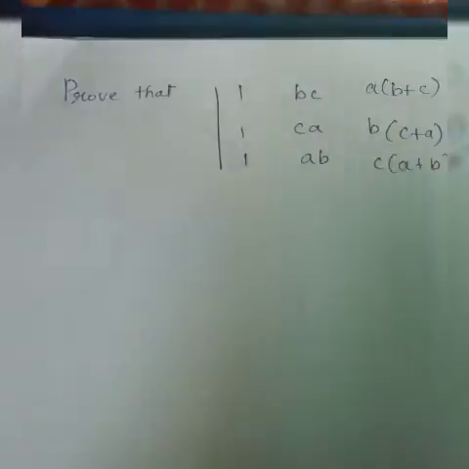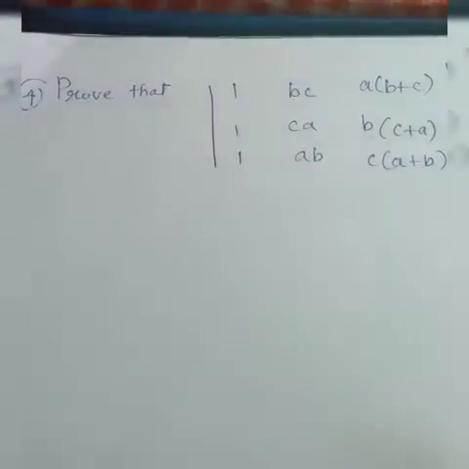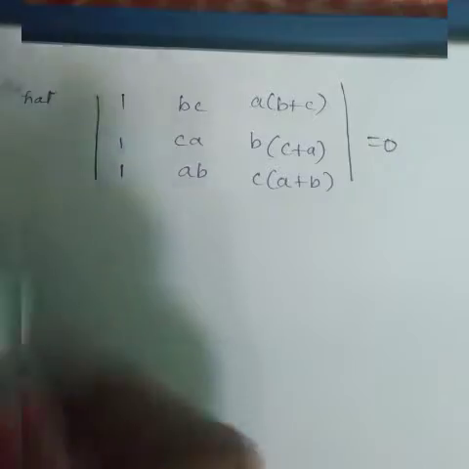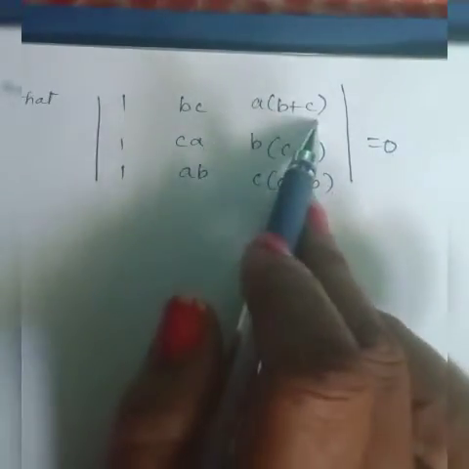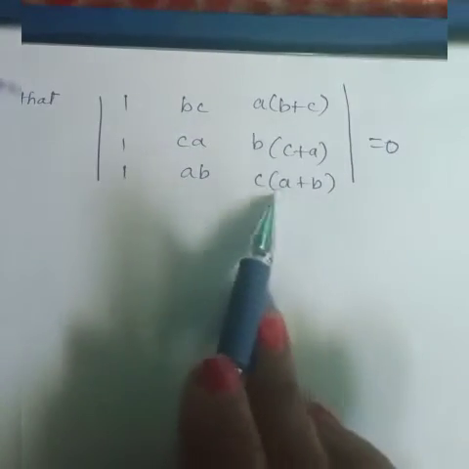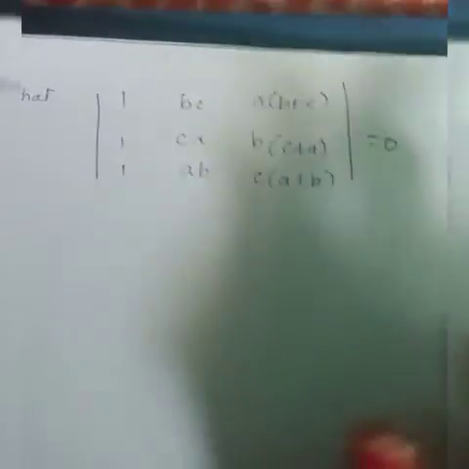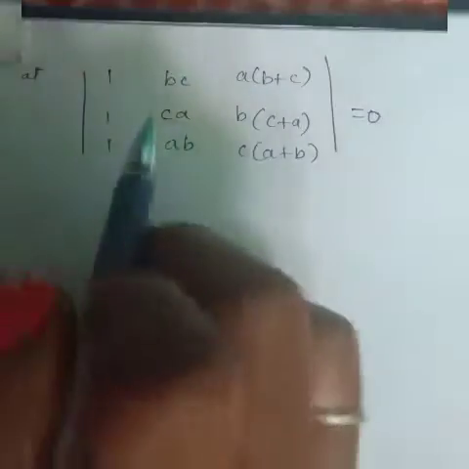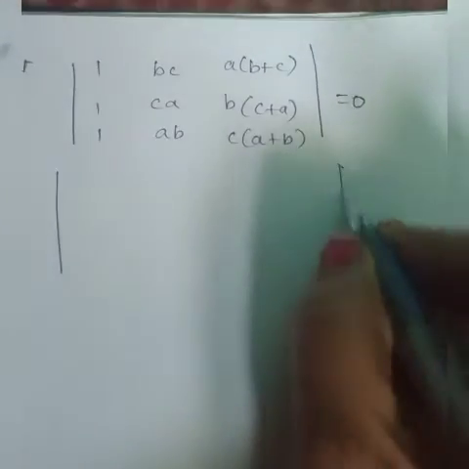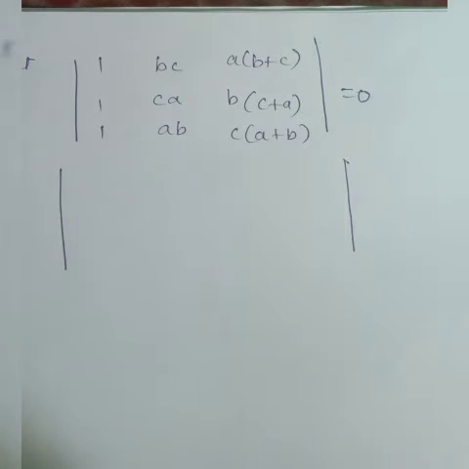Now we see the fourth problem. Here we need to prove that the determinant 1, BC, A into B plus C, 1, CA, B into C plus A, 1, AB, C into A plus B has determinant value 0. Here let me start with the left hand side. Again, without using the actual expansion of the determinant, using the properties we are going to prove that the determinant value is 0.